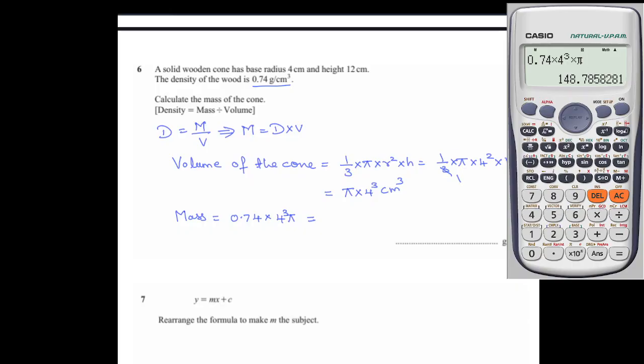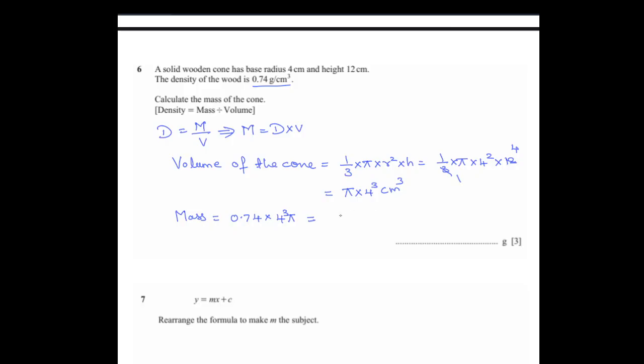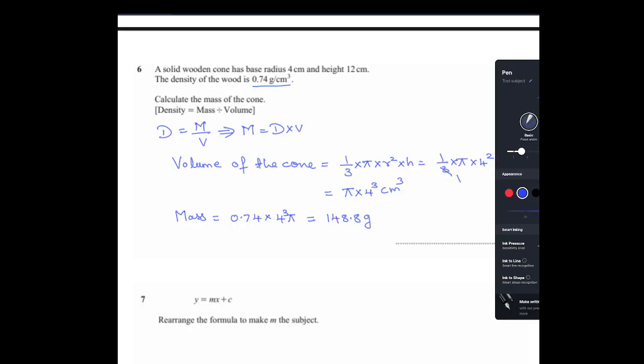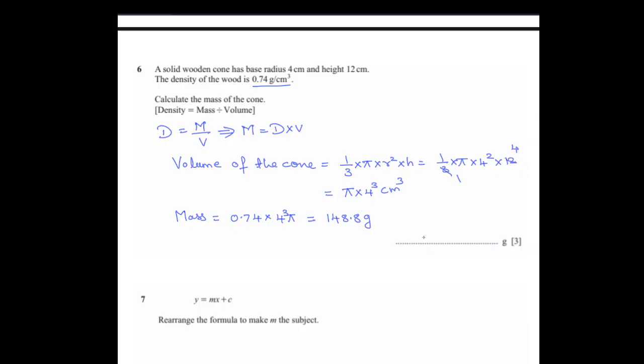148.785, so you can write 148.8 grams, because the density was given in grams per centimeter cube. So it is 148.8.